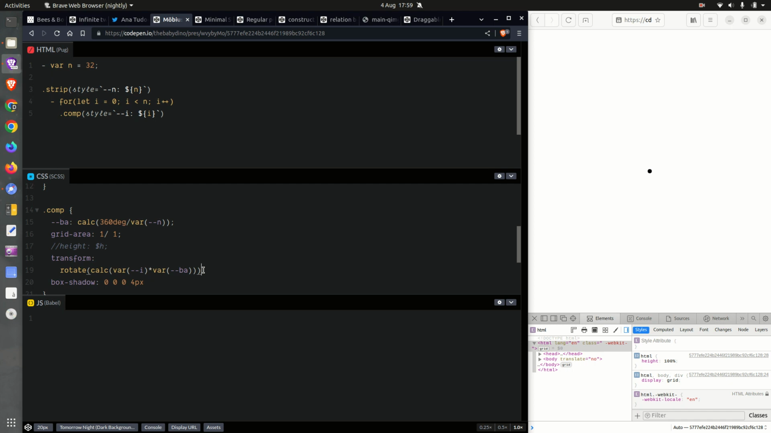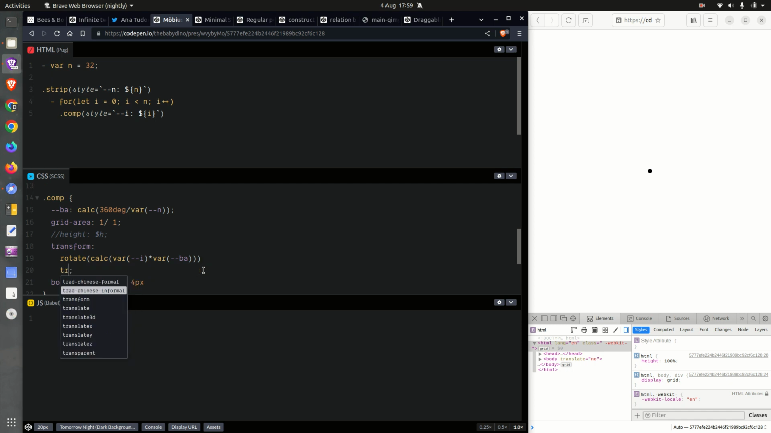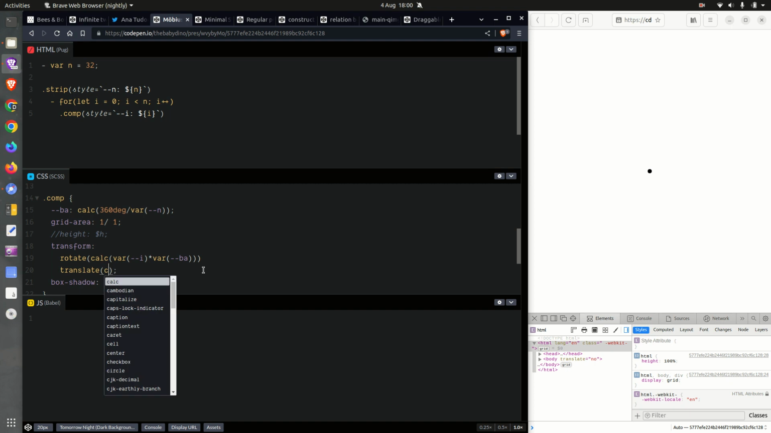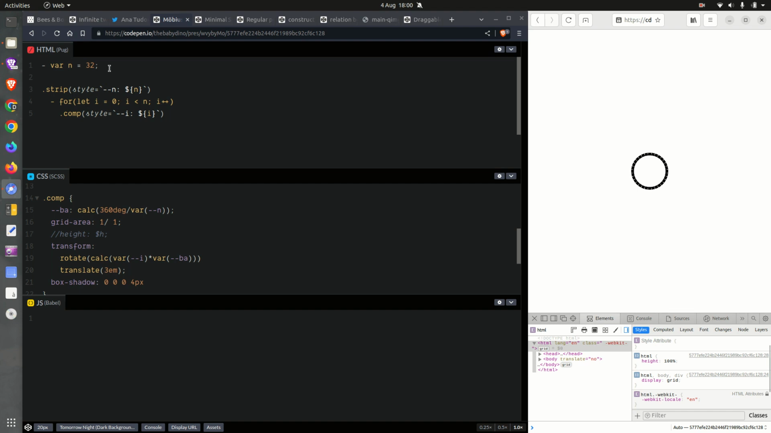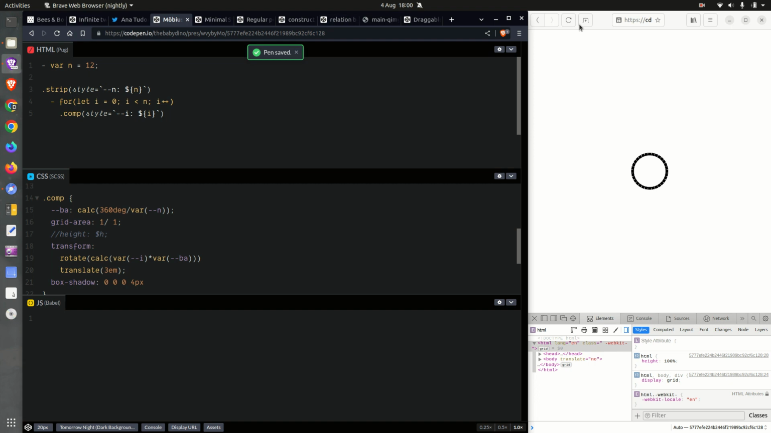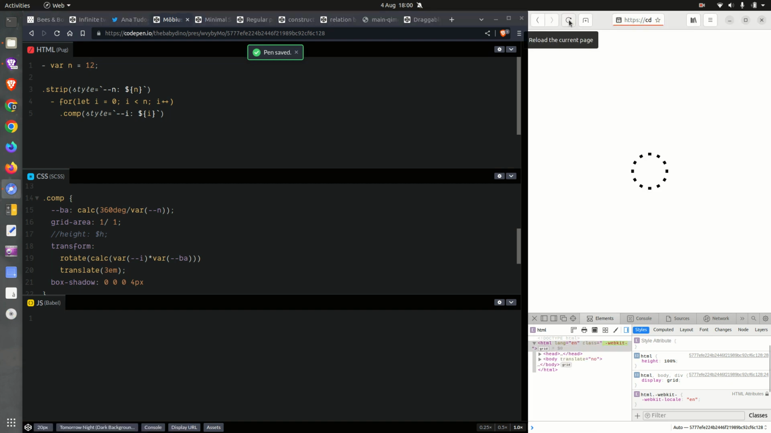Now let's have a translation value, which is first going to be a random one, and then we're going to discuss how we can compute the circle radius. It's a bit of a circus with me. Okay. Actually, let's just go for a random 3ems, and you can see them distributed. Let's reduce their number. Right now you can see them on the circle.